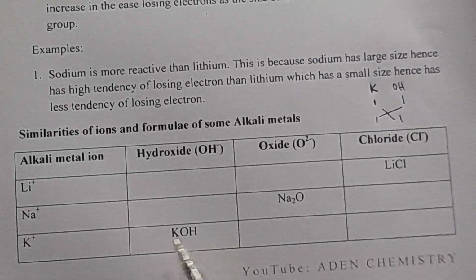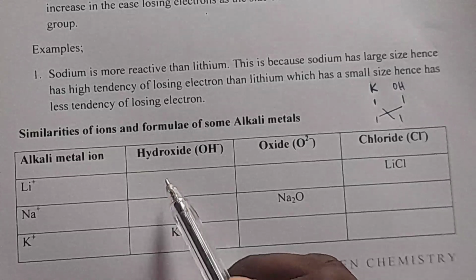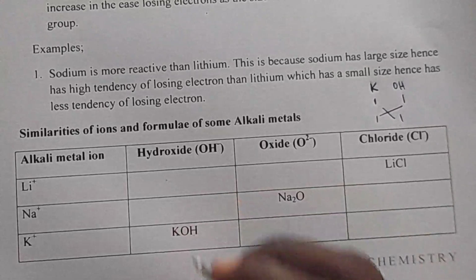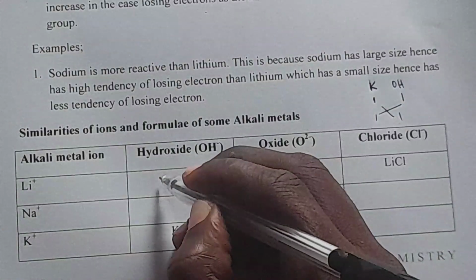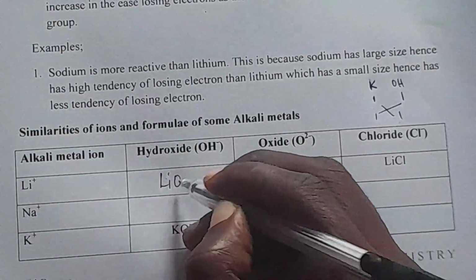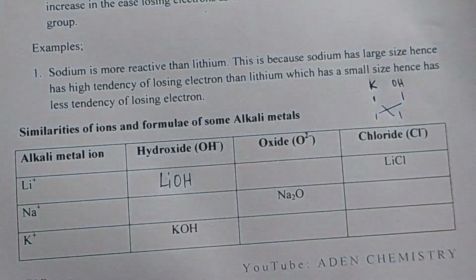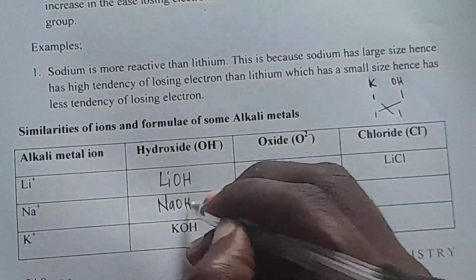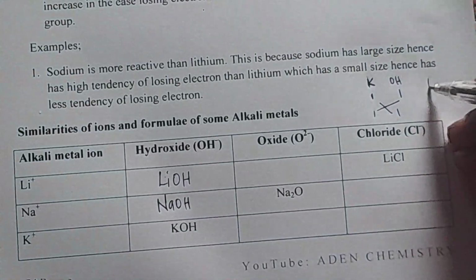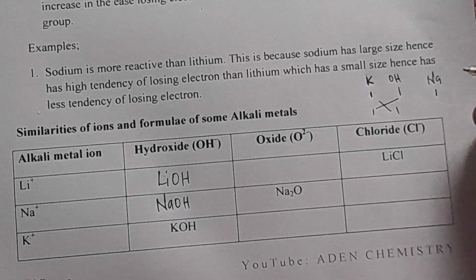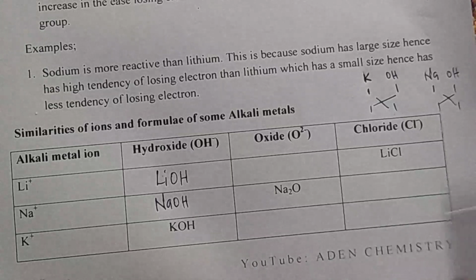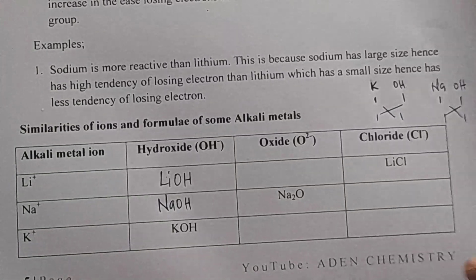So if you write potassium hydroxide like that, even lithium hydroxide and sodium hydroxide will be similar because all of them have a valency of 1. So what you are supposed to do is only change the chemical symbol for potassium to lithium, which is Li, and add OH. That's how you write lithium hydroxide. Then sodium hydroxide will be NaOH, because sodium has a valency of 1 and hydroxide, OH, has a valency of 1. If you interchange, it becomes like that.